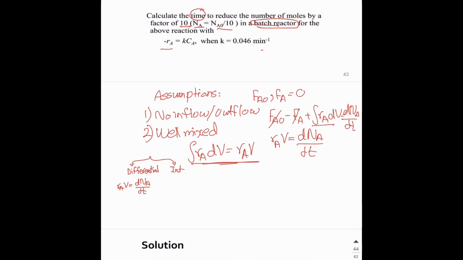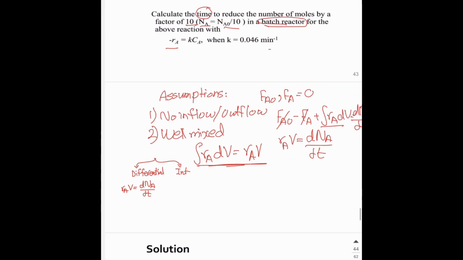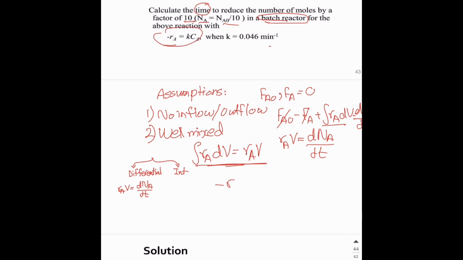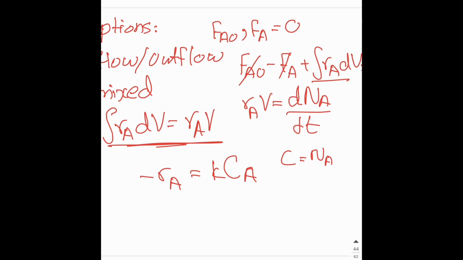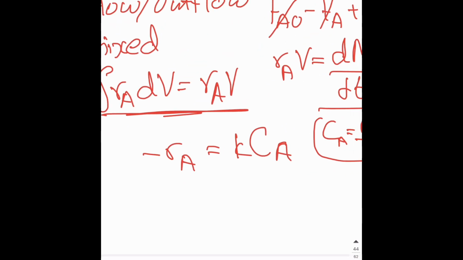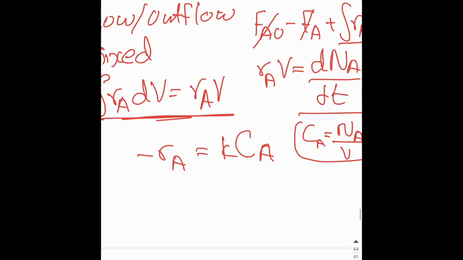They said that minus RA is equal to K CA. So we will write this equation: minus RA equals K CA. And we know that the concentration is equal to the number of moles over volume. So we should keep this in mind when solving these kinds of problems. So we will substitute CA with NA over V, and minus RA will be the same.